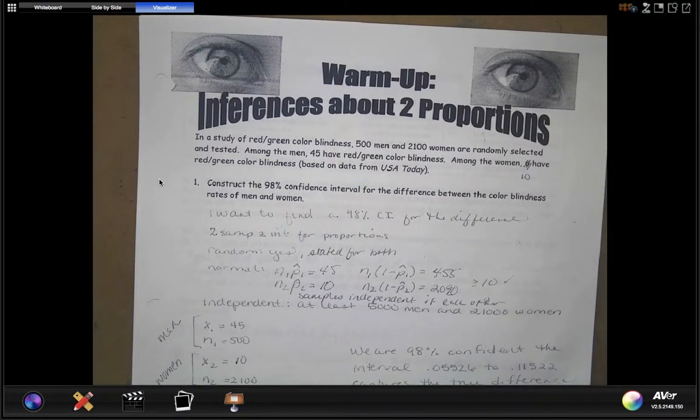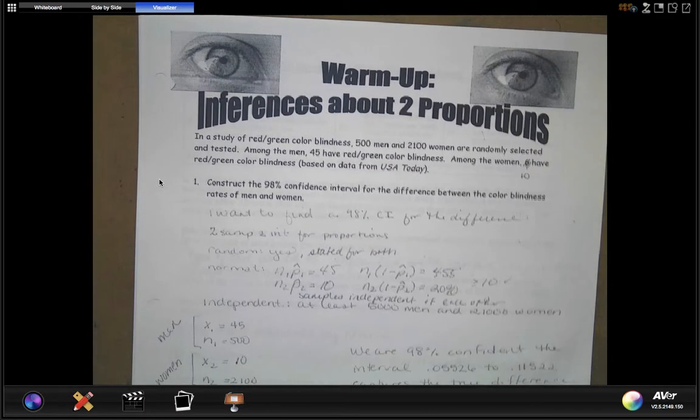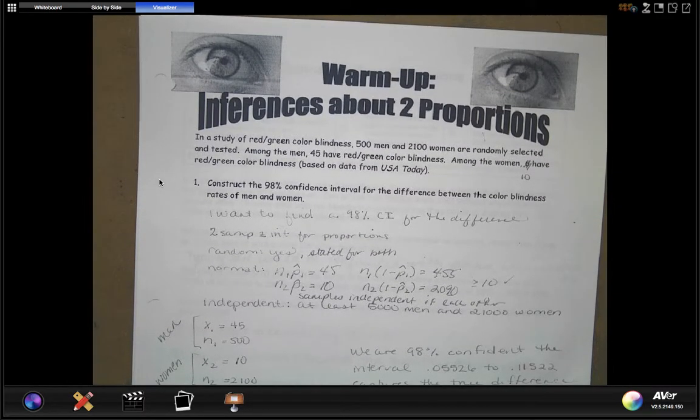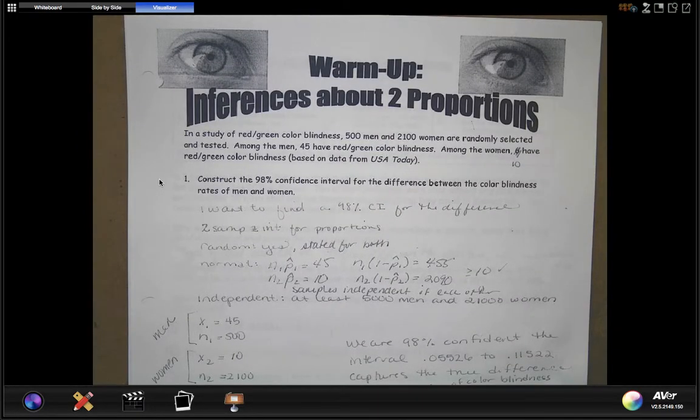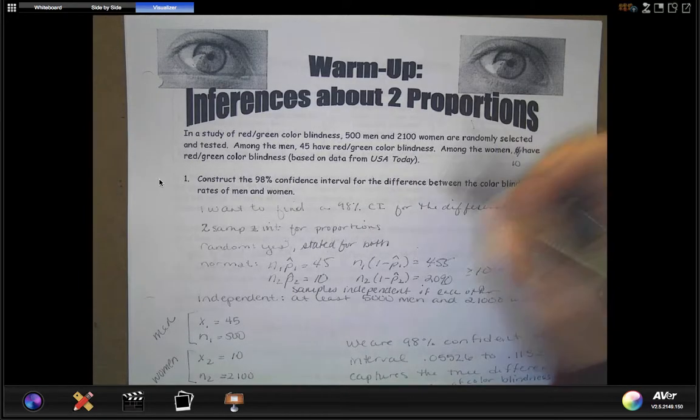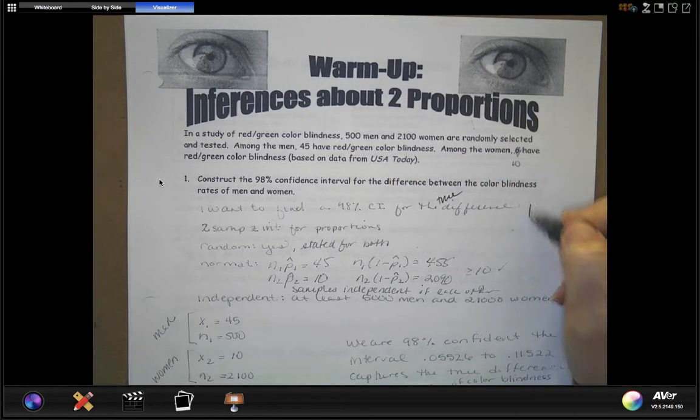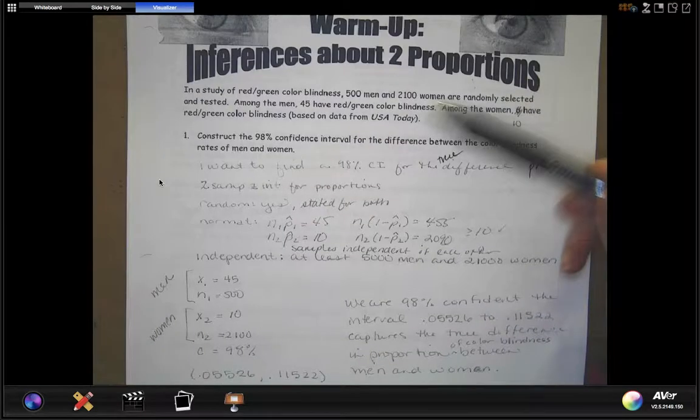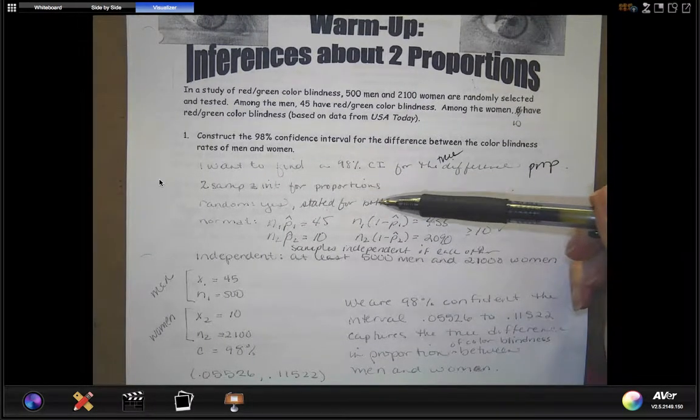Okay, here we go. All right, here we are, 10.2, day 2. If you're looking at this one, you've done this warm up. Again, I want to find the 98% confidence interval for the true difference in proportions. You're doing a 2-sample Z interval for proportions.